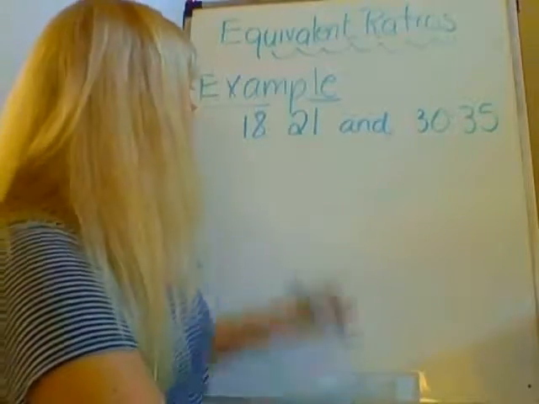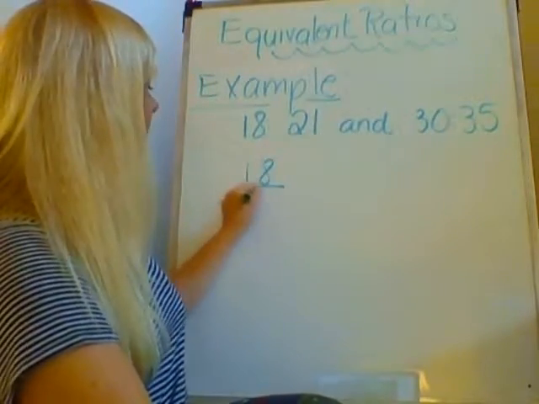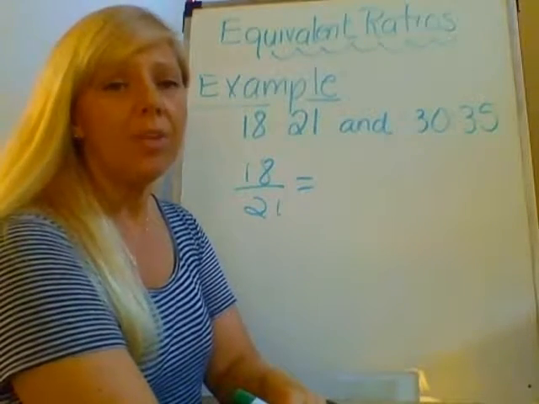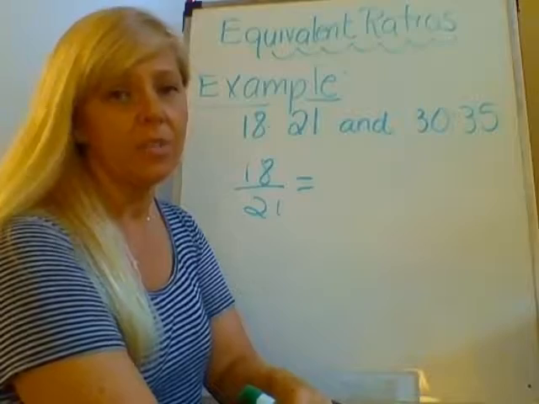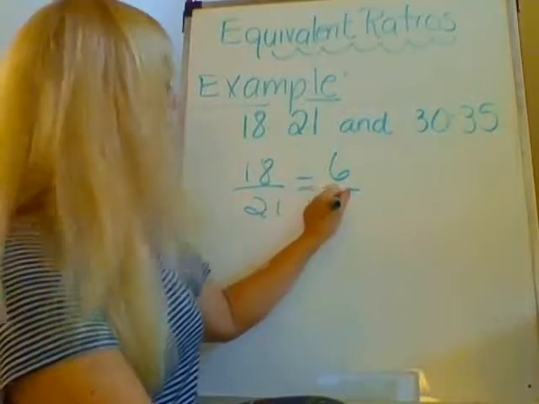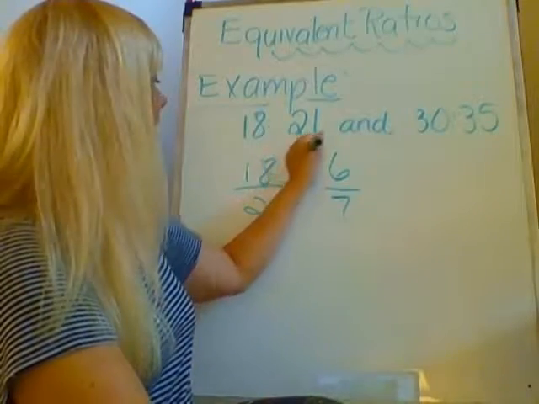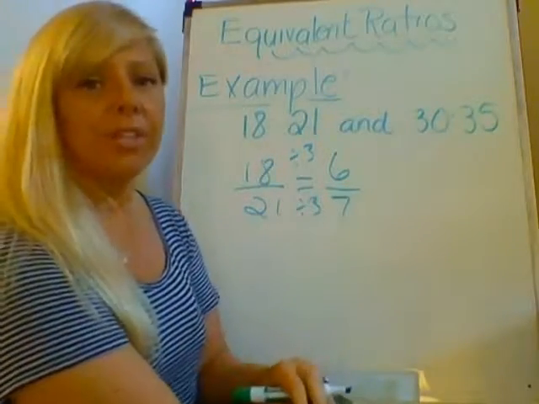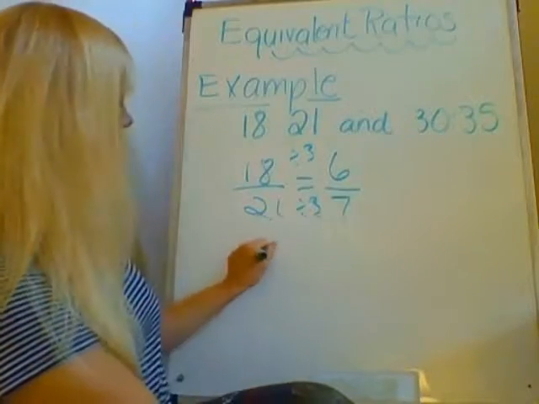So if I put 18 to 21 and I put it in simplest form, I know that 3 goes into 18 and 21. So 18 divided by 3 is 6, and 21 divided by 3 is 7. Okay? What about 30 and 35?